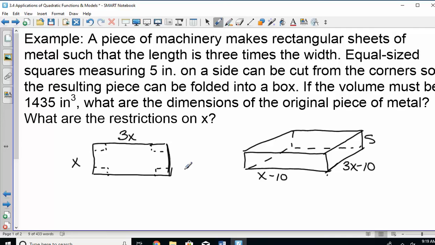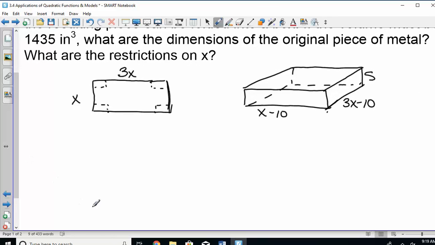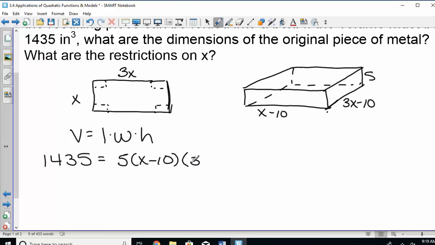Let's go back to reading our problem. The volume must be 1,435 cubic inches. How do you find volume? With an equation, yes. Do you guys know what the equation is? It's like the volume of r pi or something like that, right? You're thinking of a circle. With the box, it's just length times width times height. So if I multiply these dimensions, I have 5 times x minus 10 times 3x minus 10 equals 1,435.